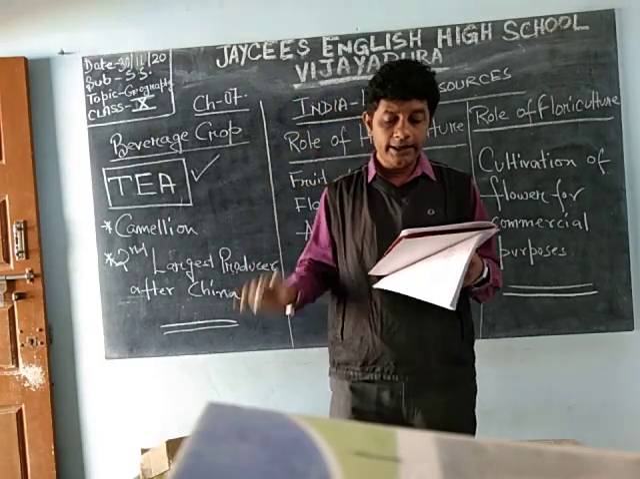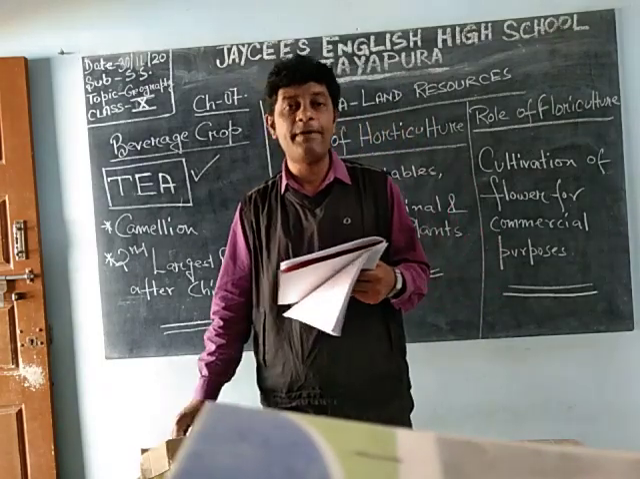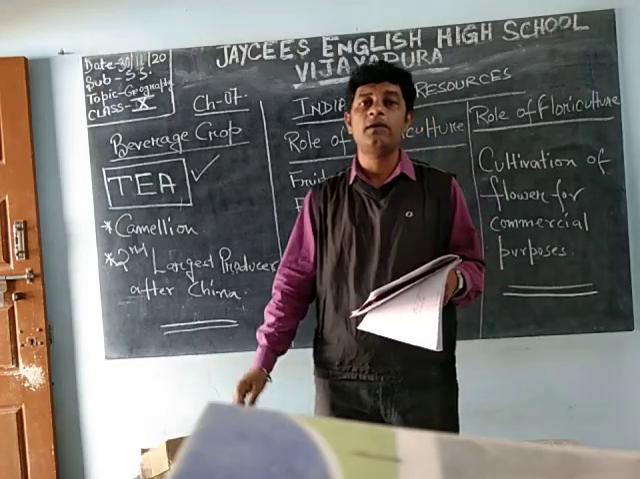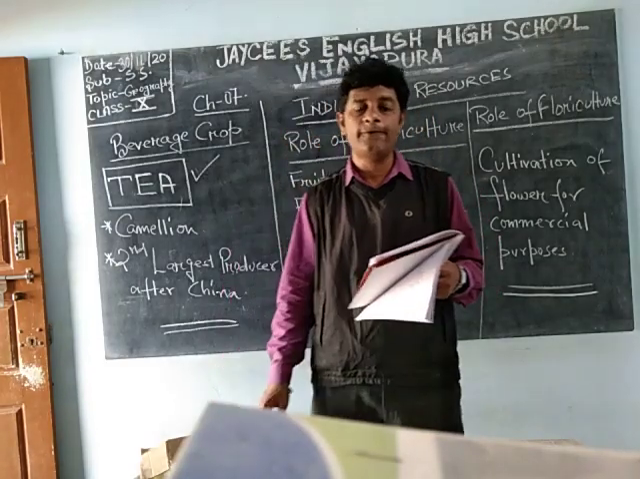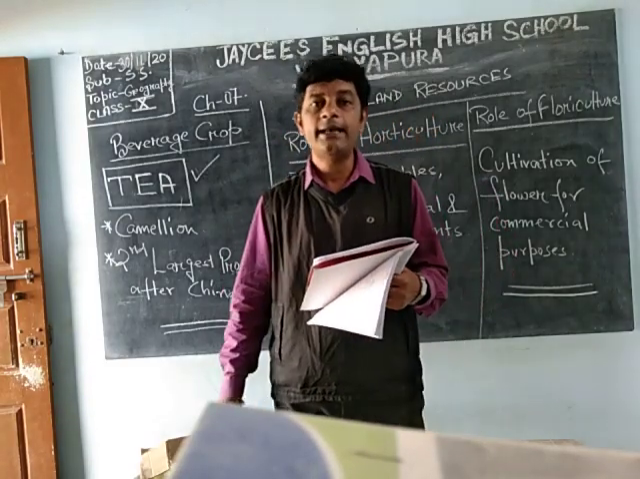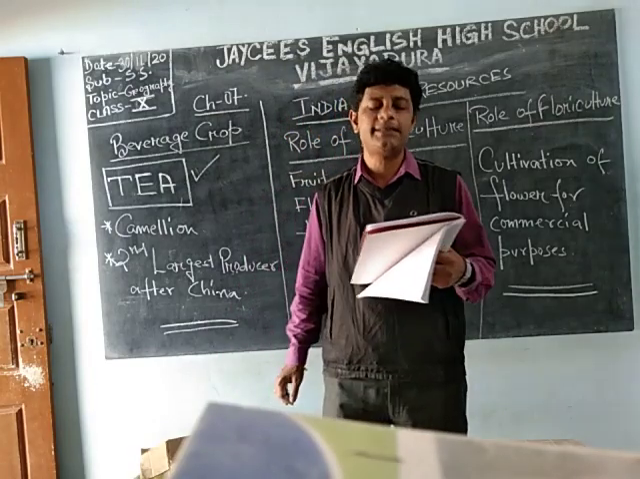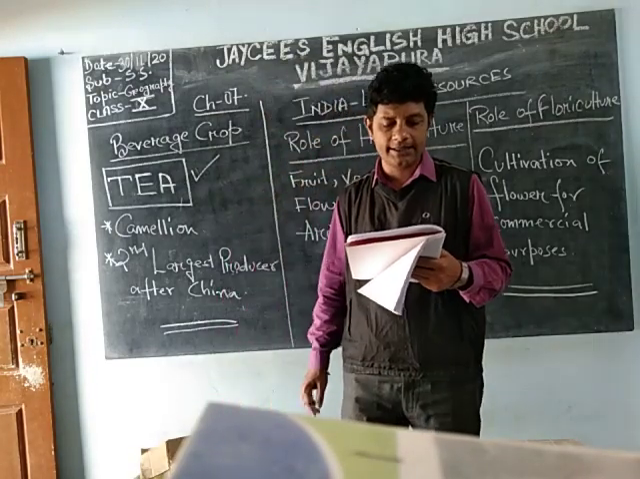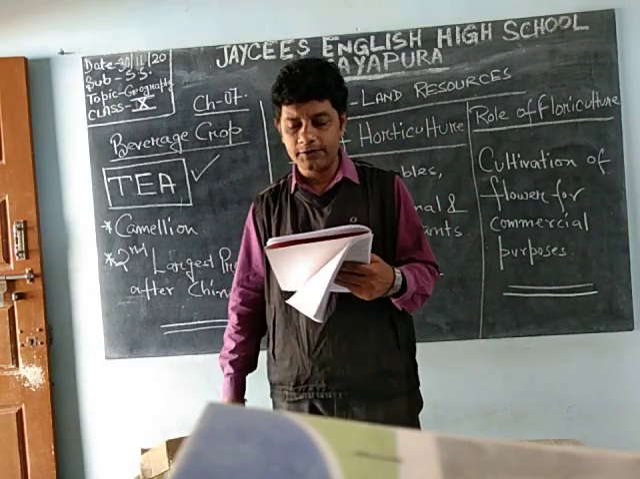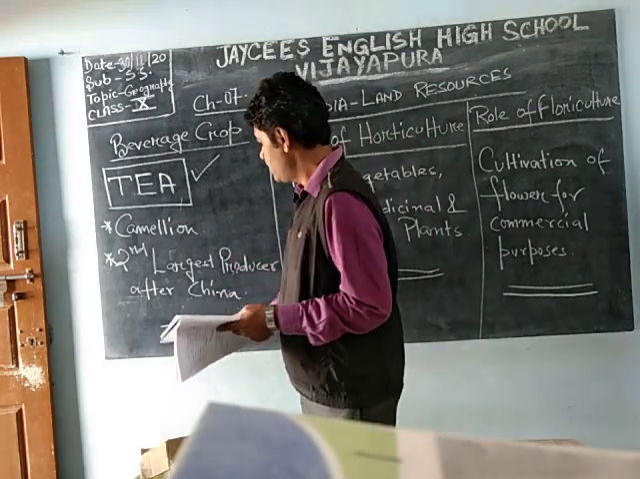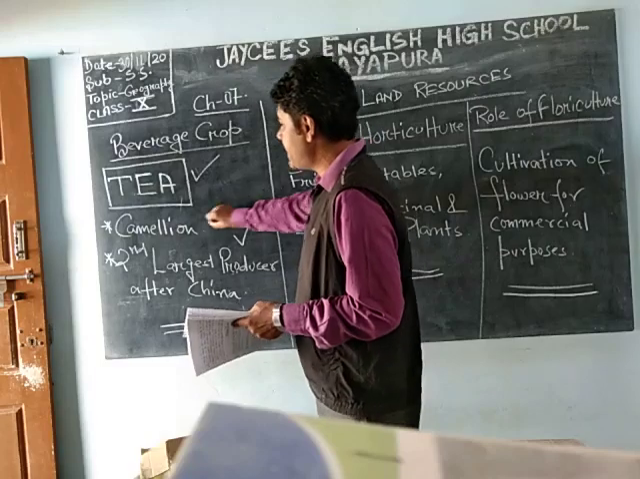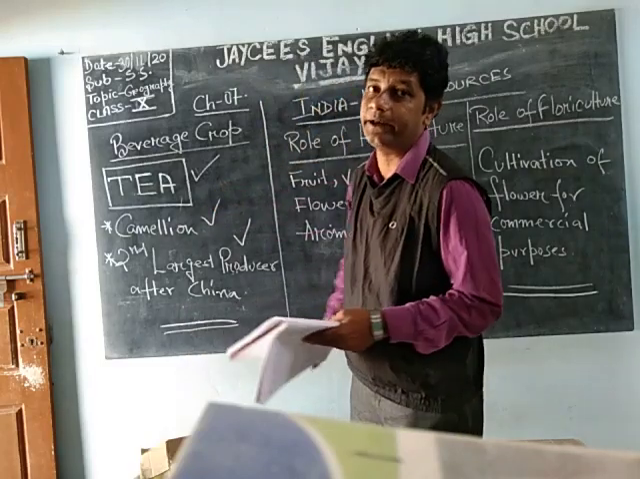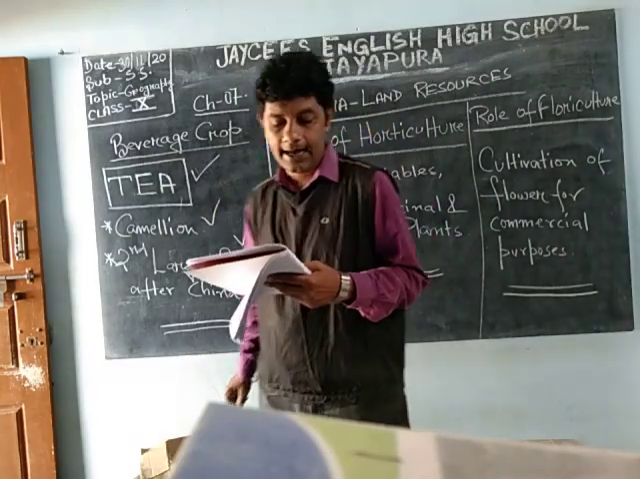Tea is the most important and cheapest of all the beverages. In any shop you go to, people are having tea and coffee. Coffee is a little expensive, but tea is very cheap. So tea is the most important and cheapest of all the beverages. India is the second largest producer of tea after China.